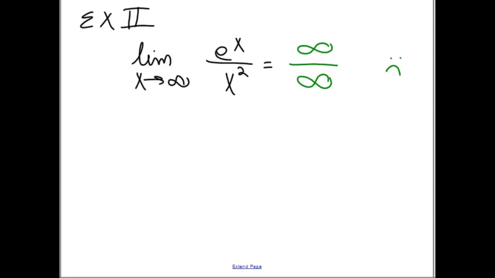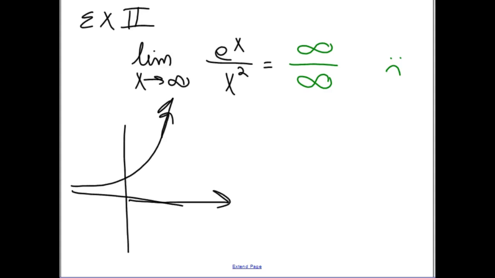So, find the limit as x approaches infinity. Okay. So as x goes to infinity, e to the x, of course, looks like this. So as x goes to infinity, y is going to infinity. And, of course, as x gets bigger and bigger, x squared also goes to infinity. So I got infinity over infinity.